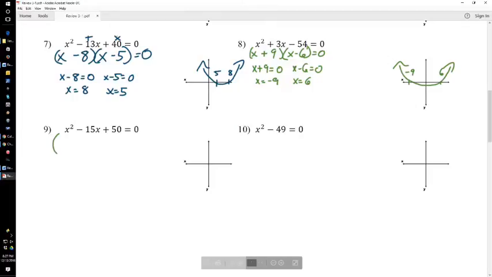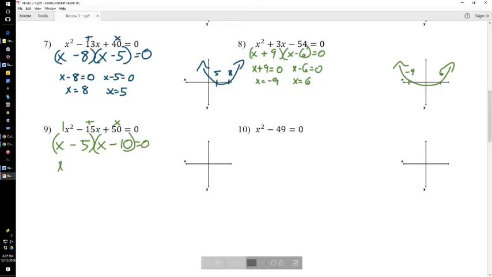Number 9, again, there's a 1 in front of that x, so we can do this real quick. What multiplies to 50 but adds to 15? In this case, I got the x on the left. It's 5 times 10, negative 5 and negative 10, because negative 5 times negative 10 is a positive 50. Negative 5 minus 10 is a negative 15. So those are your factors.